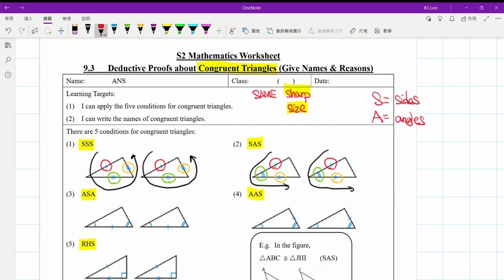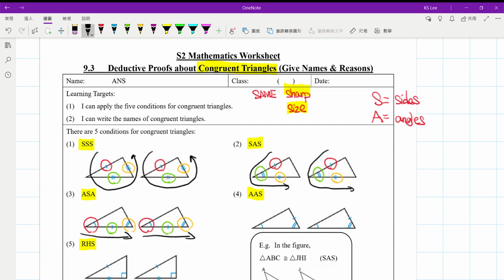For figure number 3, first of all, we have a pair of equal angles, and then a pair of equal sides, and then a pair of equal angles again. They are in the same order as well. So we can say that these two triangles are congruent using the reason angle, side, angle.